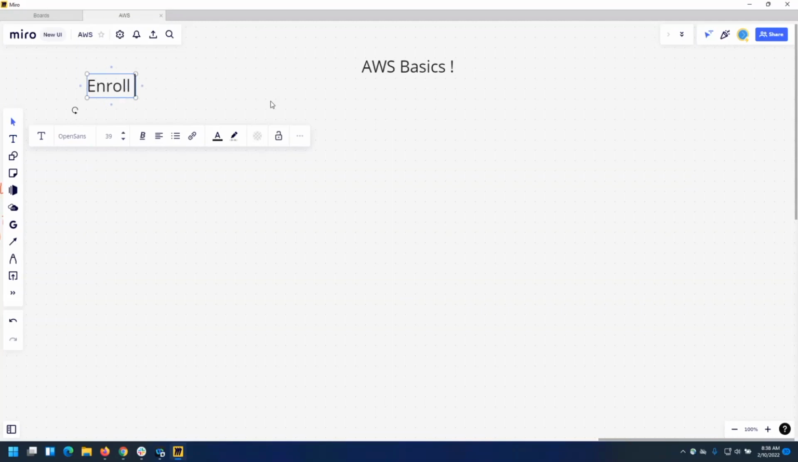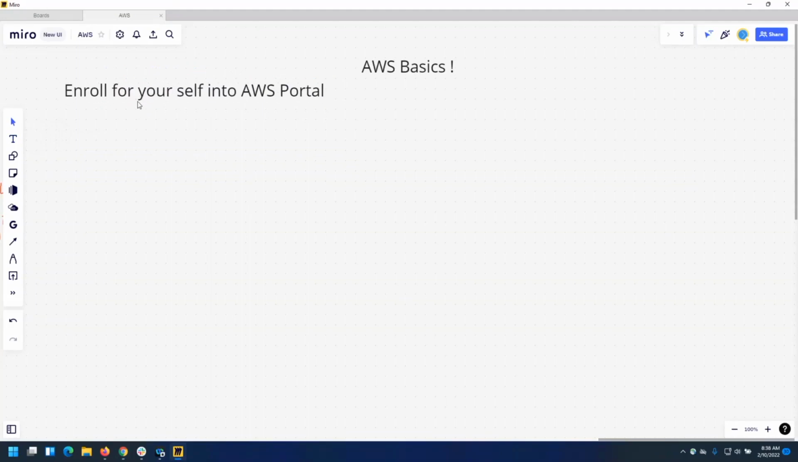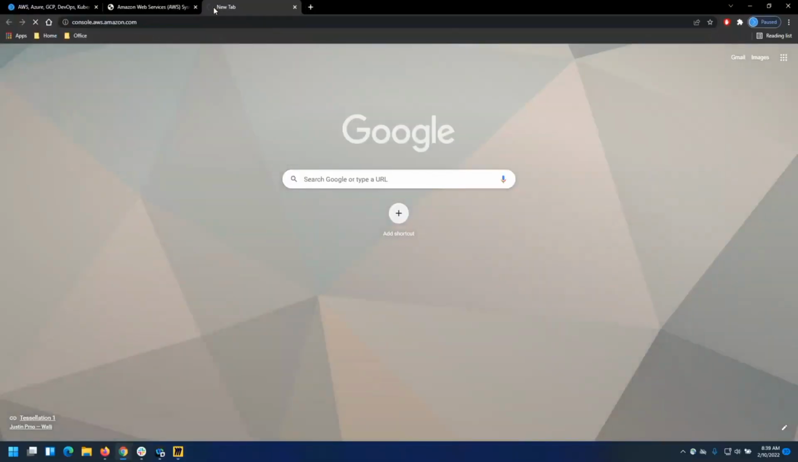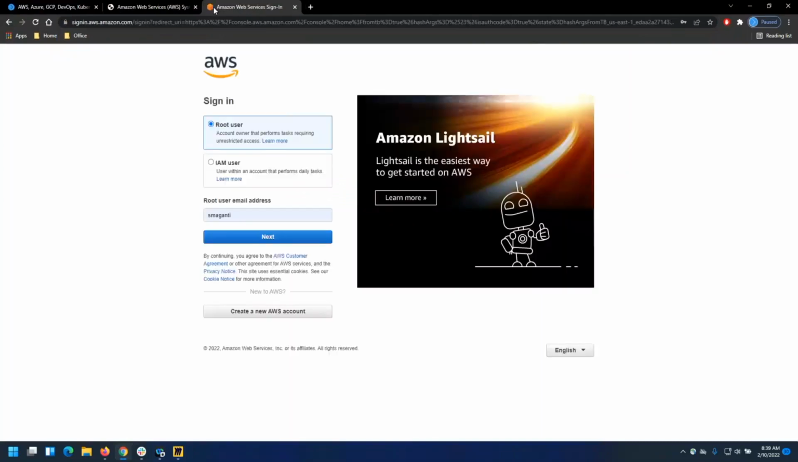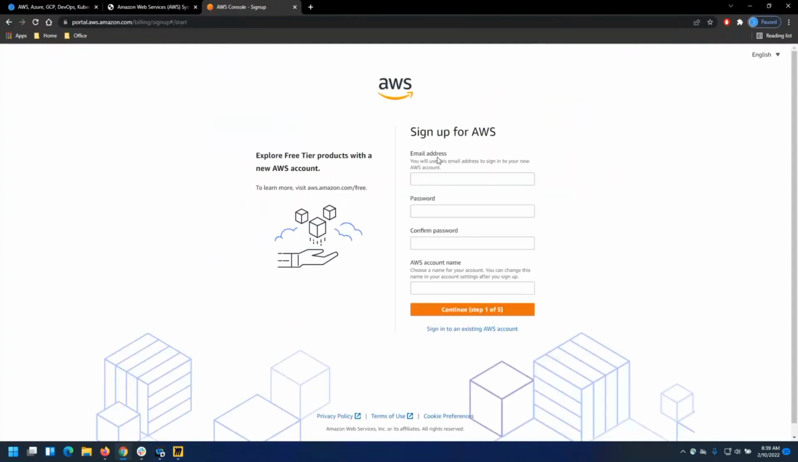Before we start, the first thing is to enroll yourself into the AWS portal. How to? Pretty simple. Go to console.aws.amazon.com and create an account for yourself. It's self-explanatory: provide your username, email ID and password, and sign up.